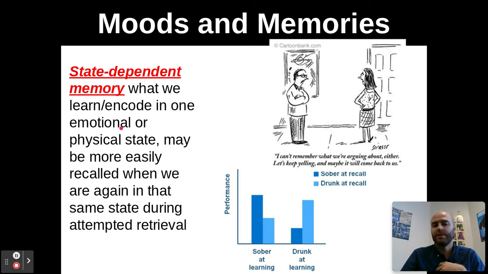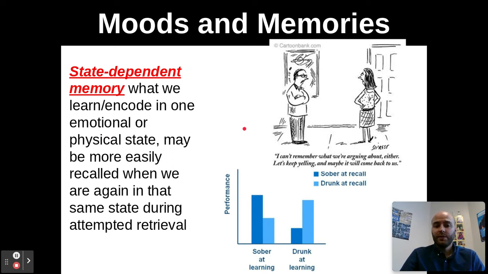Well, one great example of state-dependent memory is they tested some college students. They had them do learning activities when they were drunk and when they were sober. So they were in a different physical state than normal, right? If they were sober at learning, their recall was much better when sober than when drunk. However, if they were drunk at learning, their recall was much better when they were drunk again, because they were back in the same physical state that they had been in when they learned the information.